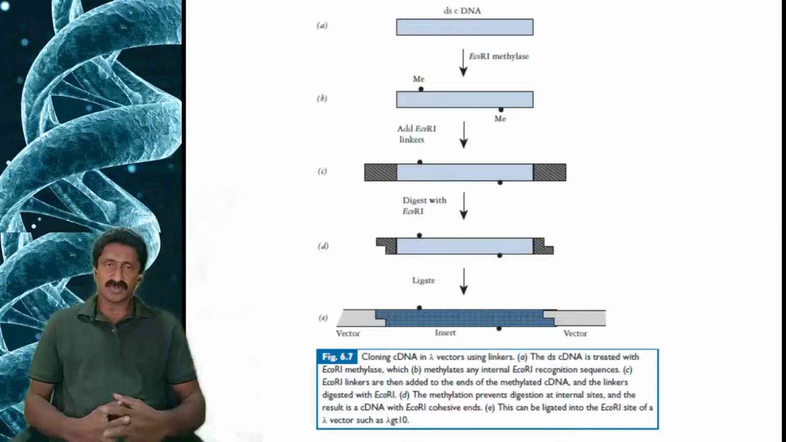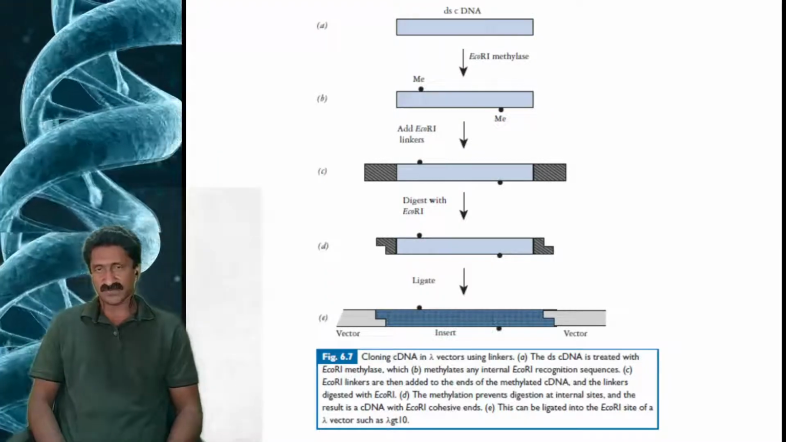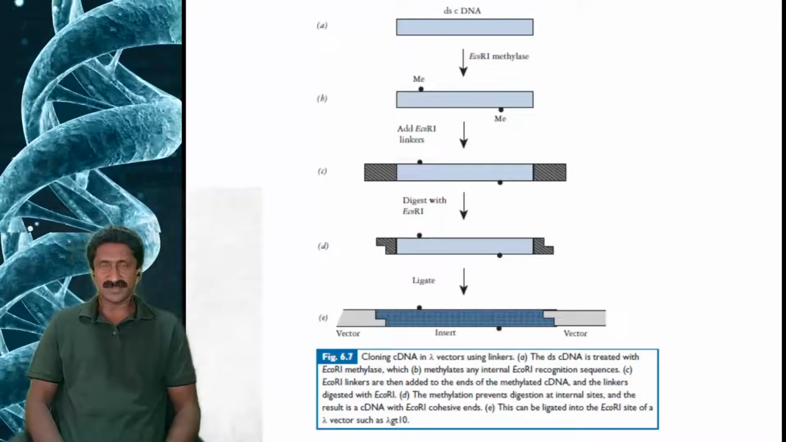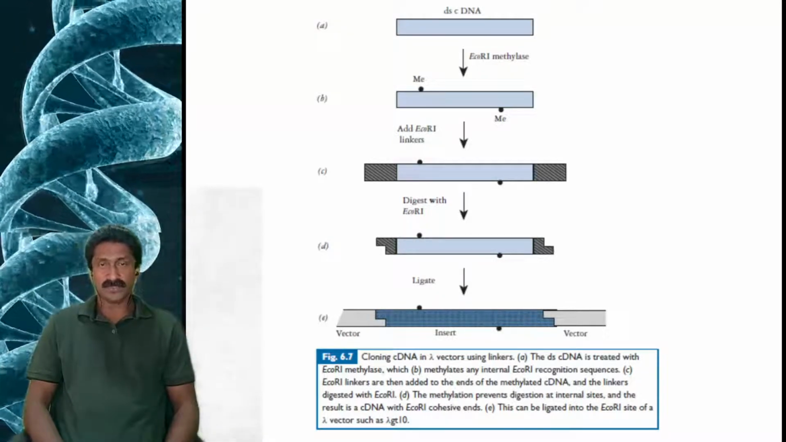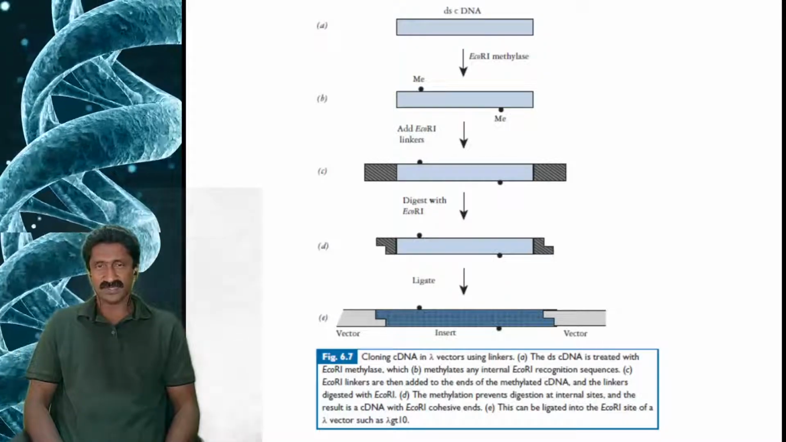Okay, that strand is now methylated. And what's the purpose of methylation? Yesterday we discussed that one. That's why I am asking. Without methylation, what will happen to the DNA? No, without methylation, what will happen to the DNA in the next step?